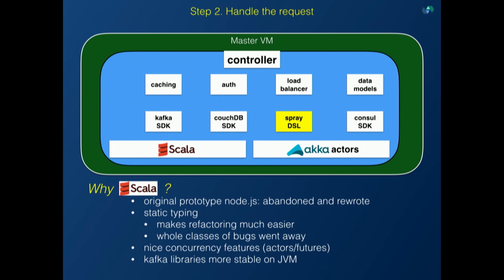We also like Scala because it has a pretty nice concurrency library, especially with the actor model. And the final thing, which really pushed us into running on the JVM, was the support for Kafka, because the Kafka libraries are officially supported on the JVM, and those were the most stable. So in a nutshell, once we switched to Scala, we've been extremely happy with it.